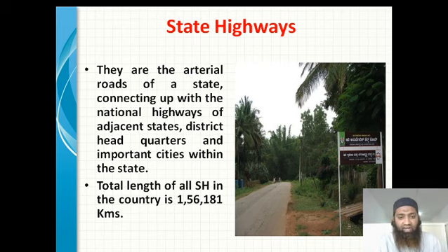And next, you can see they connect district headquarters and important cities within the state. These state highways even connect with the district headquarters also. You have various districts, and the capital city of that state will be connected to those. You can see here basically district headquarters are being connected. Next, you can see the total length of state highways in the country is 1,56,181 kilometers. So the state highway network connects the whole of India with 1,56,181 kilometers. It is a huge road network, basically connecting important cities to districts and adjacent states.